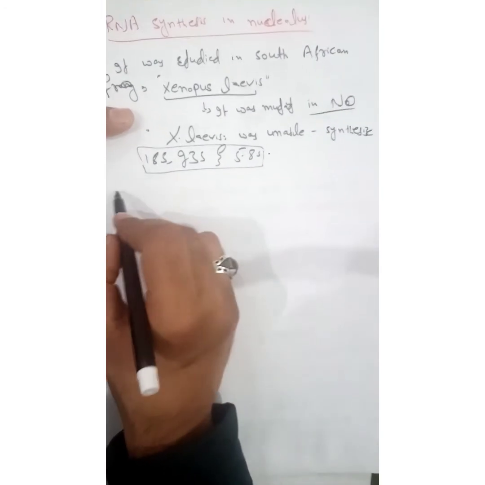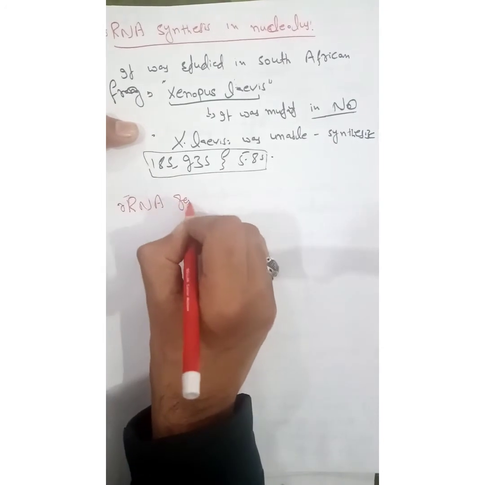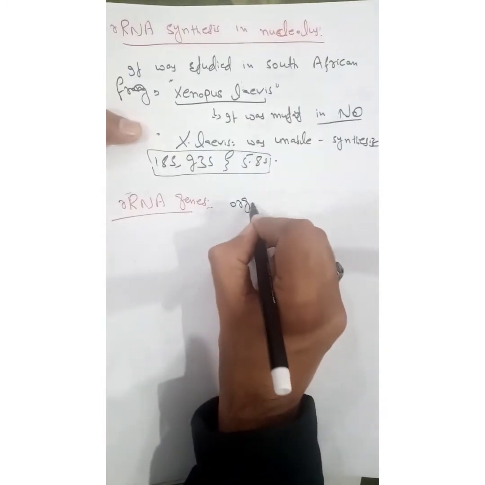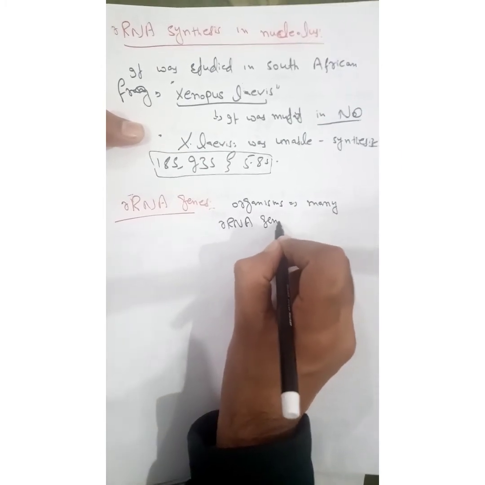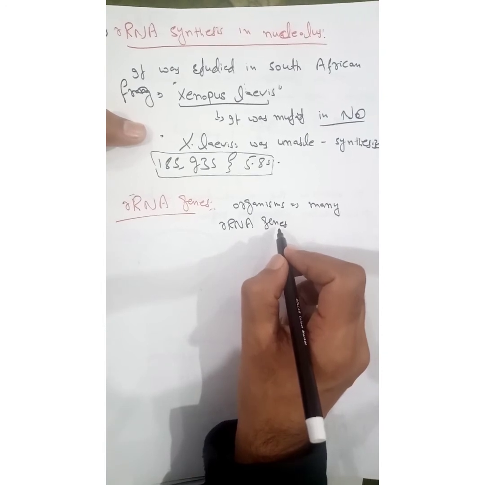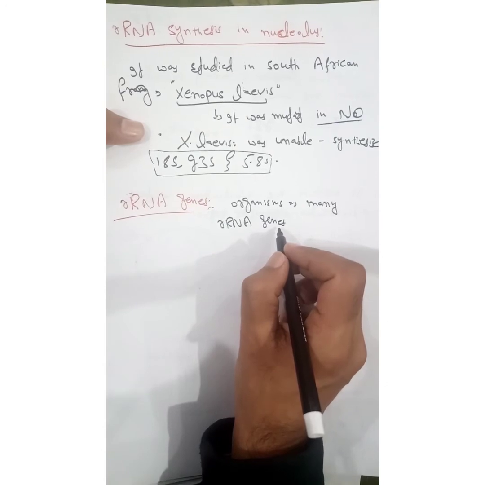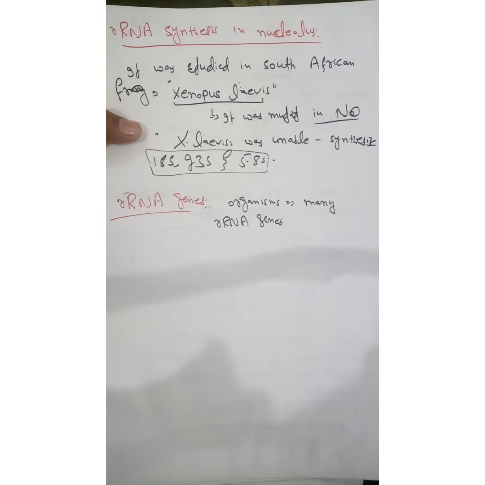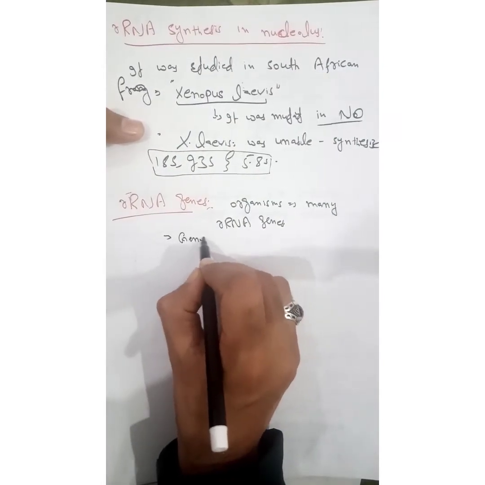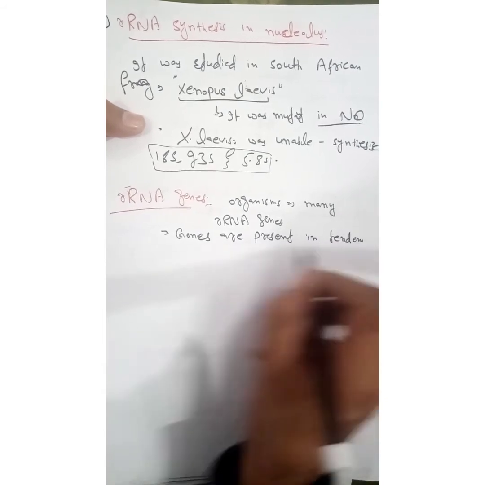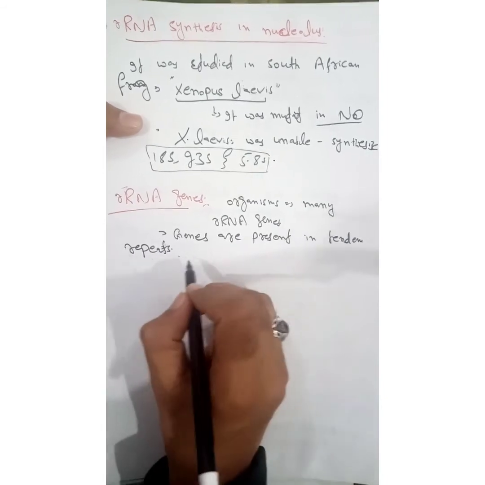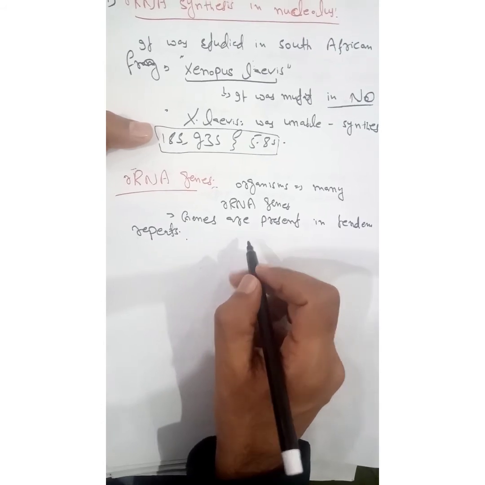The ribosomal RNA genes are present in the nucleolar organizer. Organisms contain many ribosomal RNA genes. For example, it was studied that Xenopus laevis contains 450 ribosomal RNA genes, and these genes are present in tandem repeats. The genes are separated by spacer DNA.